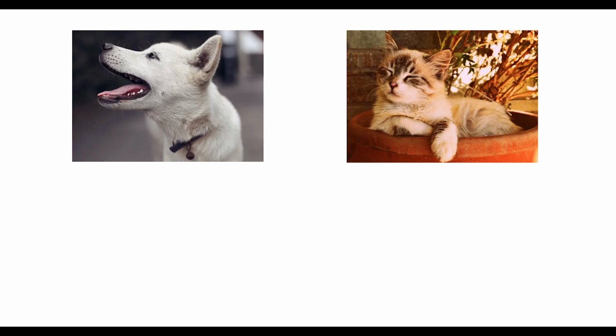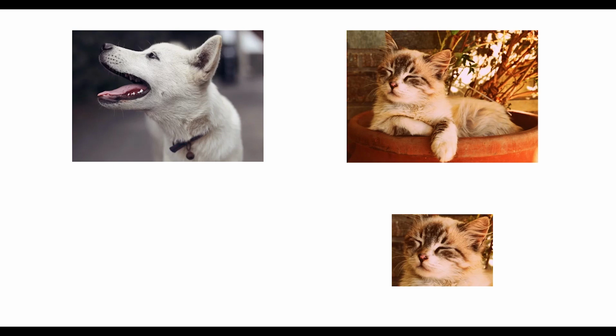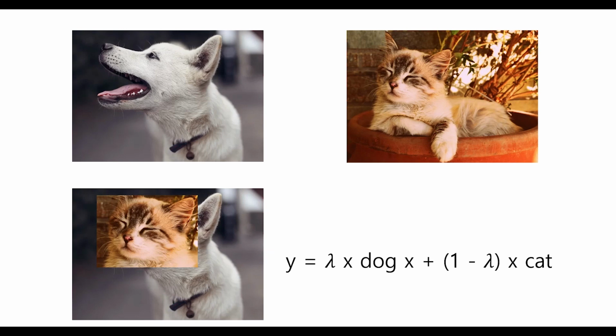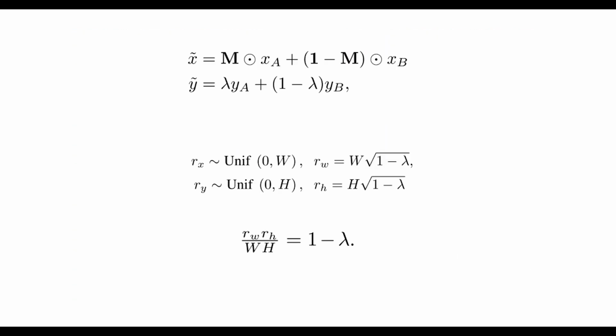There are pictures of a dog and a cat. It's so cute and lovely. Take a small part of the cat picture. Let's call this part a patch. Then I put it on the photo of the dog. As you can see, we have a new picture. What is the label of this new picture? It can be expressed as adding the labels to each other by the proportion of area occupied by the dog and the cat in the whole picture.